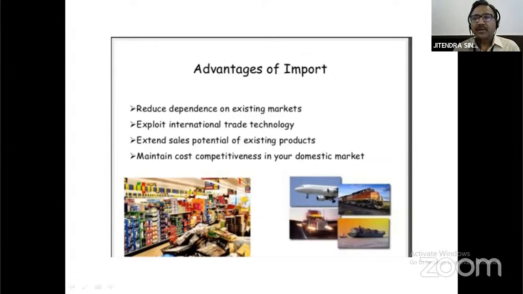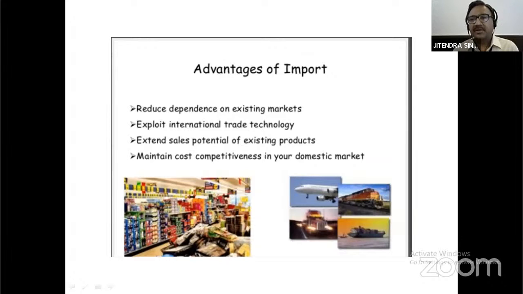Suppose we are importing certain commodities as intermediary goods for the manufacturing of a finished product, and that finished product is normally used for further export purposes. So normally we are importing the goods to produce another finished product, and later on we will export that commodity to other markets. For example, Maruti Suzuki.